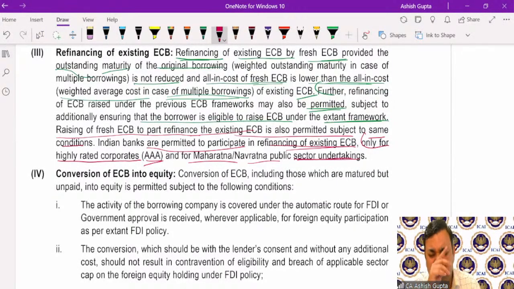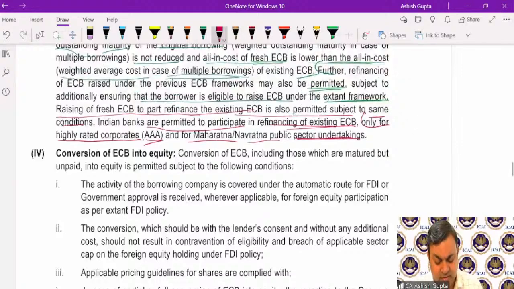Like for example, maybe Reliance is a highly rated corporate, or Tata we can say, right? For Maharatna or Navratna PSUs, right? They are exclusively covered. So this is the third point.